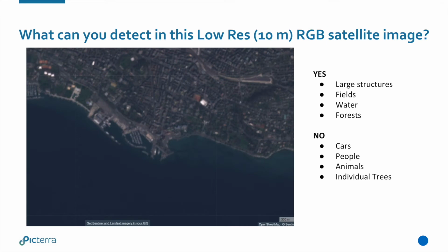This image is also RGB, but is coming from a Sentinel satellite, thus it's much lower resolution. I can still detect larger structures like warehouses or facilities, and I can also find the areas covered by, say, farm fields, water, or forest. However, because the resolution is 10 meters per pixel here, there's no way I can see things like cars, people, animals, or individual trees, as these will all be smaller than even just 1 pixel.